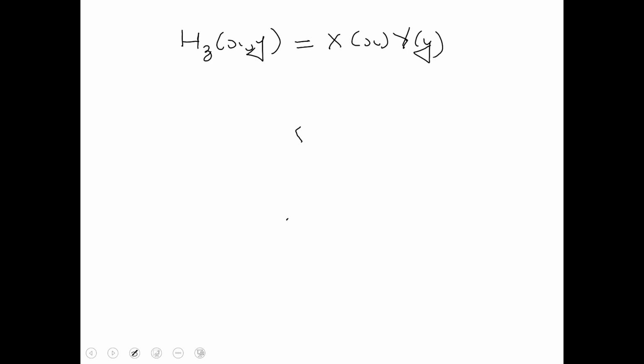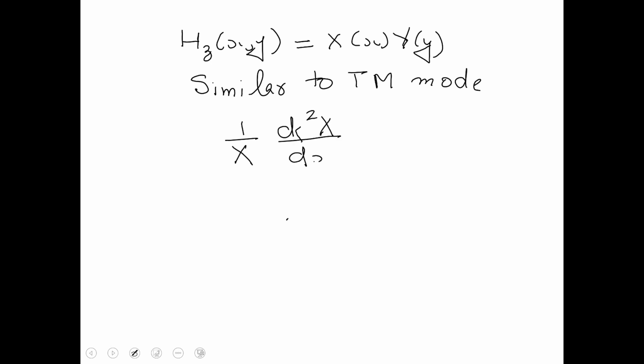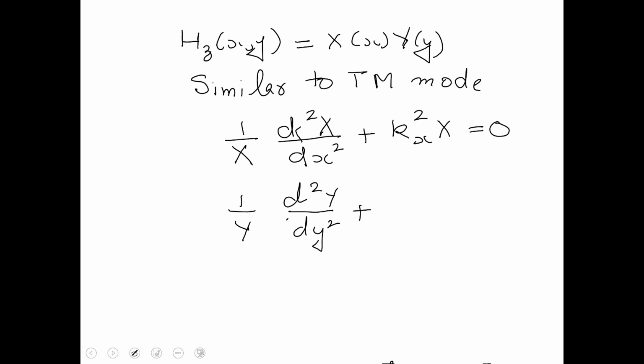And similar to what we did for the TM mode, we're going to get an equation which is 1 by X d square X by dx squared plus k square x is equal to 0, and 1 by Y d square Y by dy squared plus k square y is equal to 0, and k square x plus k square y is going to be equal to h square.